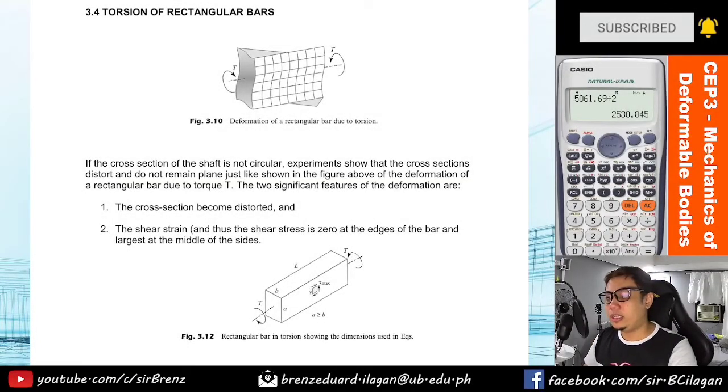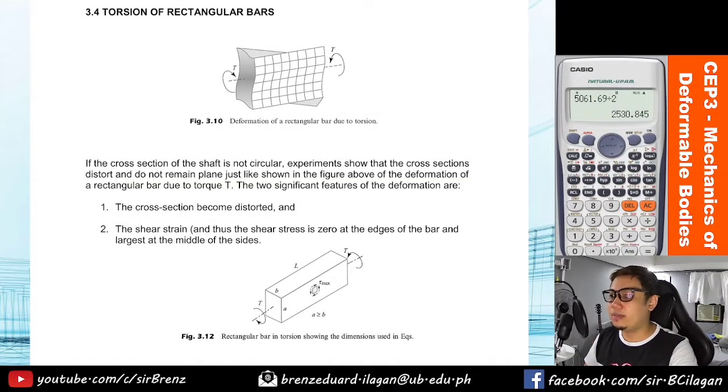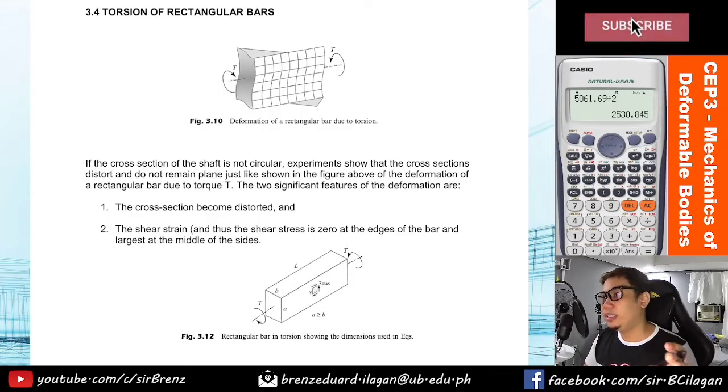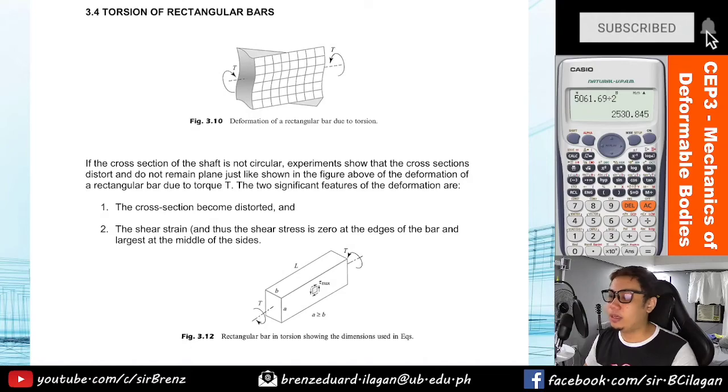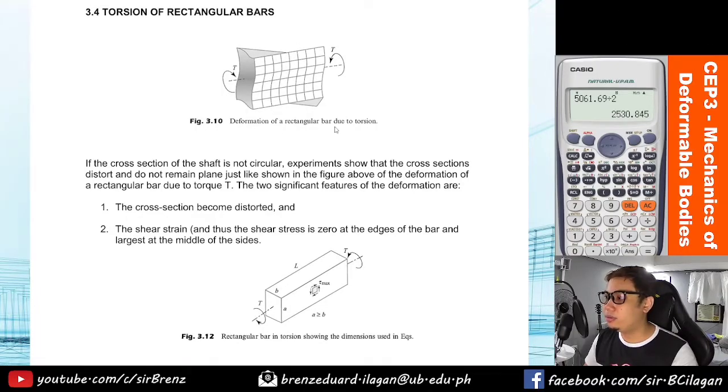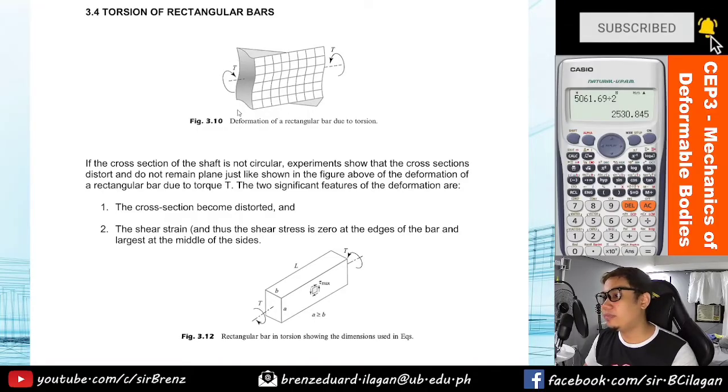Okay guys, so this time, we're going to discuss naman yung 3.4 or this is the torsion for rectangular bars. Okay? So under the figure 3.10, this shows the deformation of a rectangular bar due to the torsion or itong ating torque. Okay? So as you can see, yung rectangular bar is naging deformed in this irregular shape.